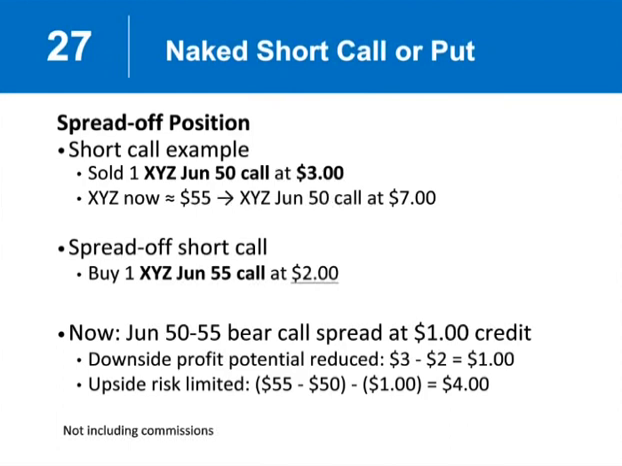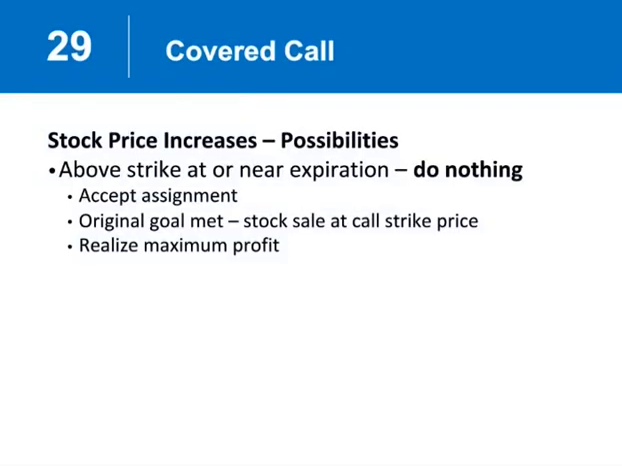So let's get into the covered call a little bit before we go to assignment risk and then some Q&A. Covered call, the stock price increases. So, what are the possibilities? At expiration, if the underlying is at the strike or above, we don't have to do anything. We can accept assignment, and that'll be our optimum profit point. Possibly we made money in the underlying going to the strike, and then we made money in the premium we took in for selling the call. So we realize our maximum profit with the covered call increasing and going through the strike at expiration.